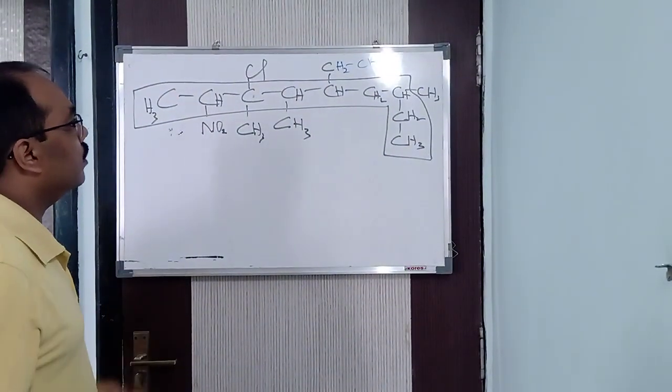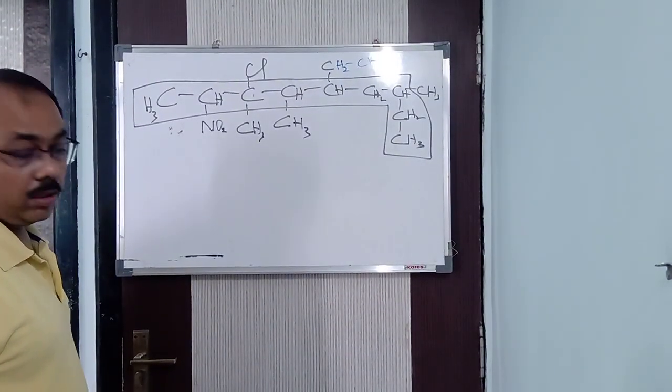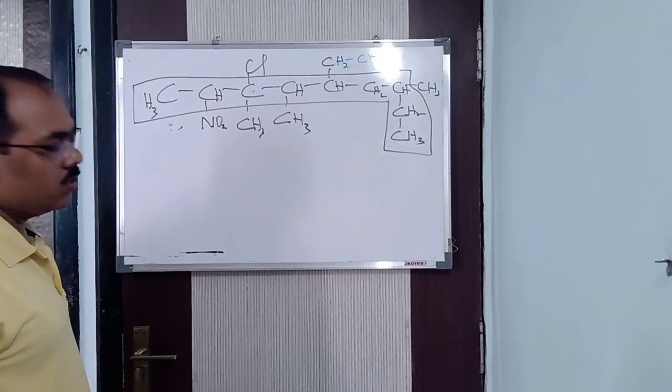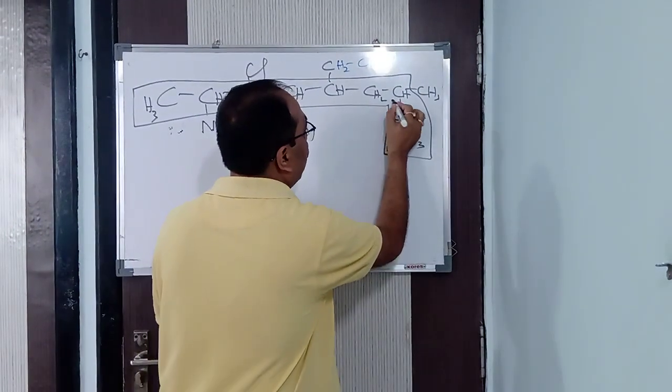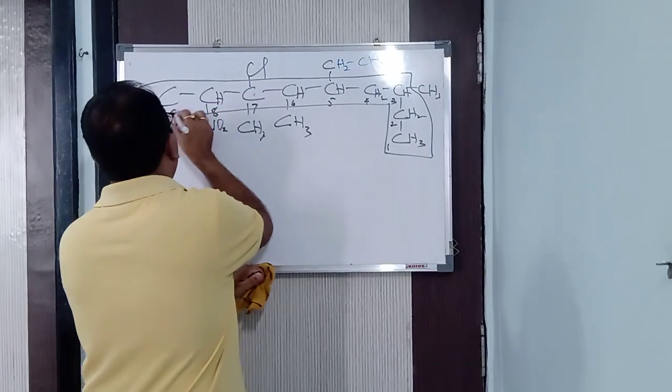Done. 9 carbon atoms. Now the next thing is that we have to find from which side I should do the numbering, so that the locants, the prefixes, get the lowest position. Now let me write the numbers. 1, 2, 3, 4, 5, 6, 7, 8 and 9.